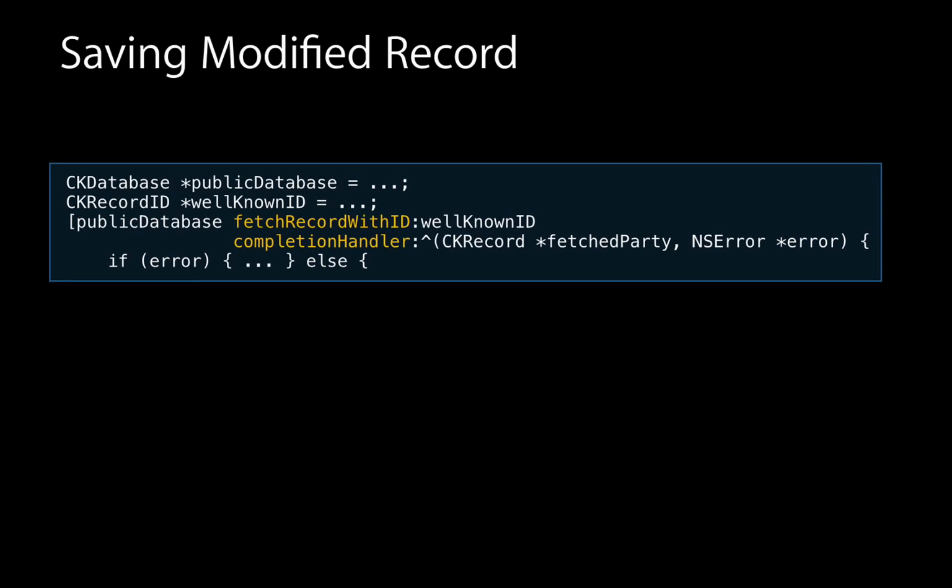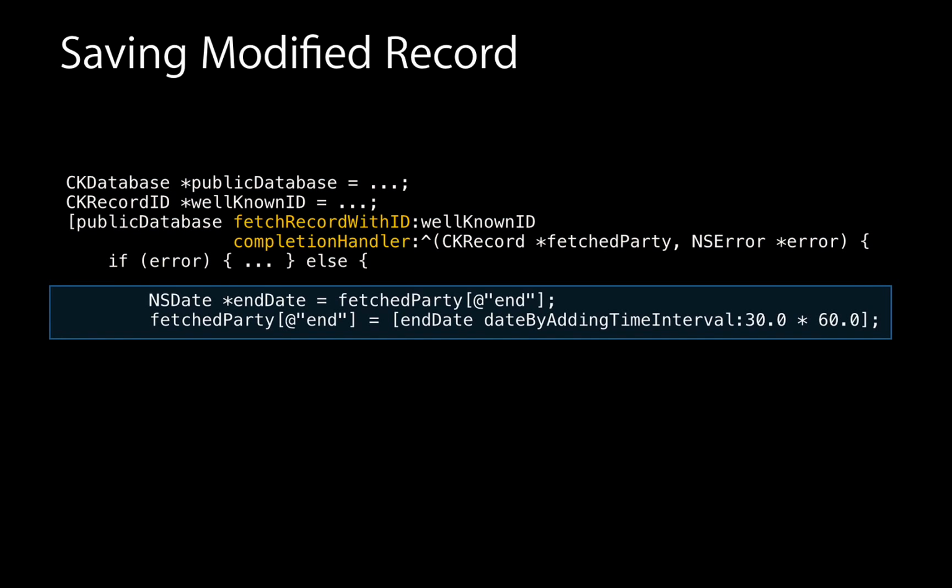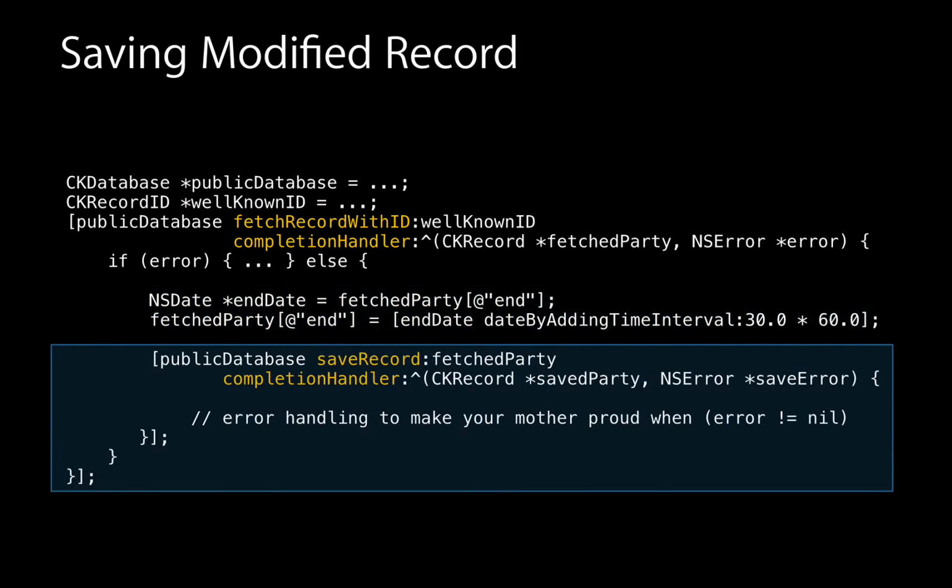Once I've fetched a record, I want you to note that the successful return value is an actual CKRecord instance. And this is a live, honest-to-God CKRecord. Let's say I'm having so much fun at this party I pulled that I want it to last a little bit longer. I can take a record off of it, I can bump out the end date by half an hour, and I can set that value back on the record. Once I've done that, I can take my CKRecord instance, and just like one that I've created locally, I can turn around and save it back up to the database. Again, with amazing error handling.